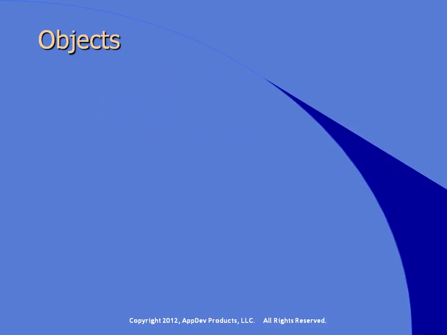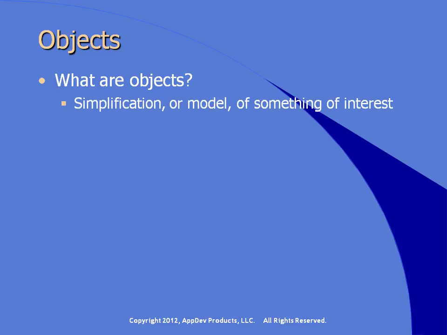Objects. As you might guess, the basic tenet in object-oriented programming is the concept of an object. What are objects? Very simply, they are a simplification or a model of something of interest. You've been using objects from the first day that you could talk. It's just that you probably haven't thought of it that way. Objects are abstract concepts or simplifications of everything that you see around us.